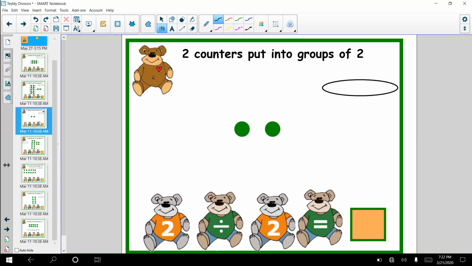Let's take another example. I have two circles into groups of 2. I have just one group of 2. So if I divide 2, dividing by 2 is equal to 1. Equal to 1. So the result is 1.